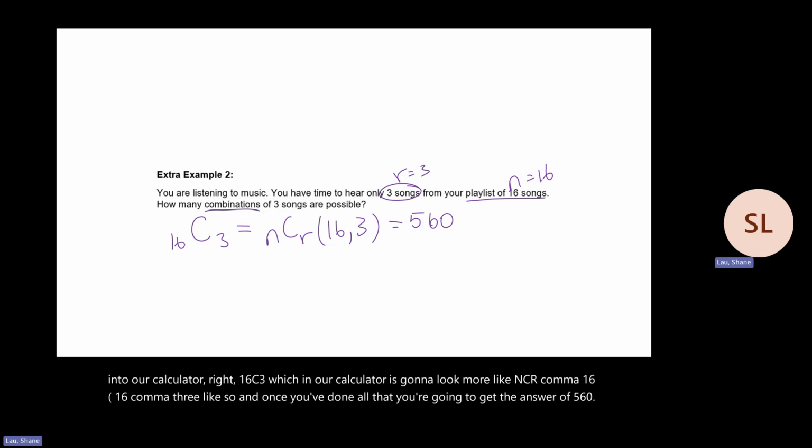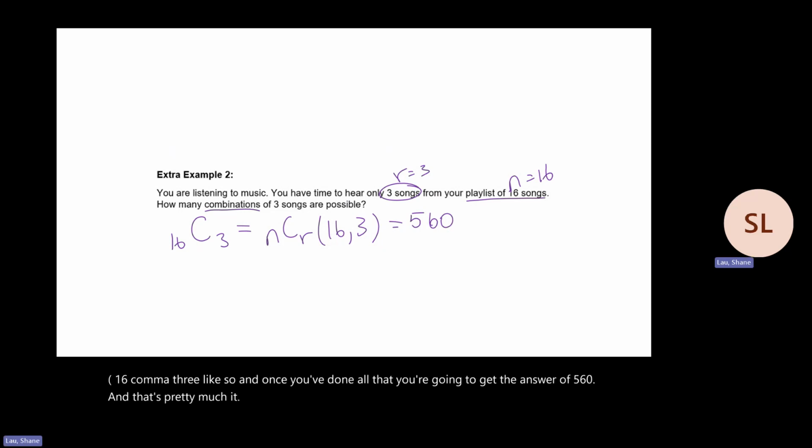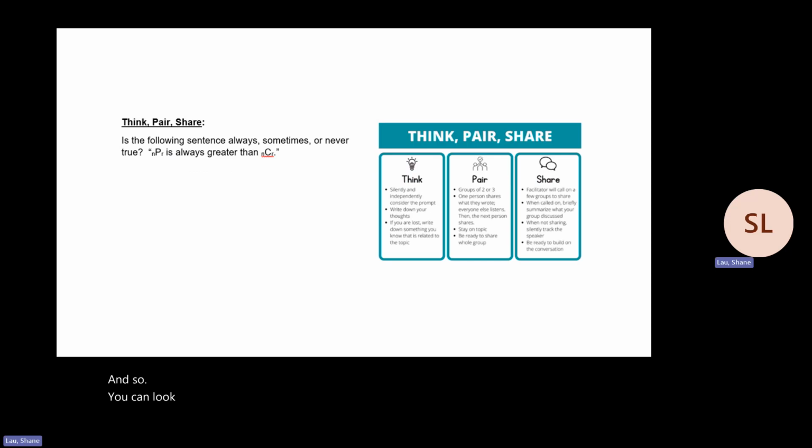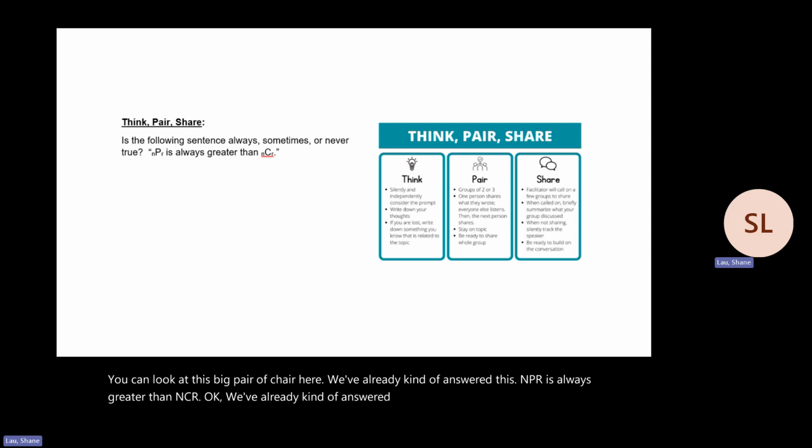And that's pretty much it. We look at this think, pair, share here. We've already kind of answered this. nPr is always greater than nCr. We've already answered that. We know that to be true.